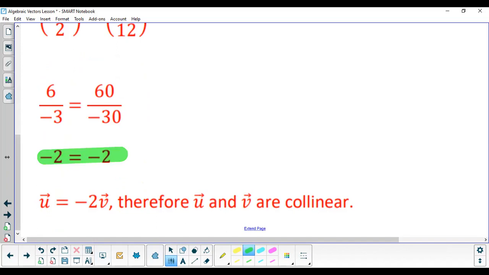-2 is equal to -2. So that means vector u is equal to -2 times vector v. Therefore, and I want you to include this in your notes, vectors u and v are collinear. That's the statement you would make at the very end.